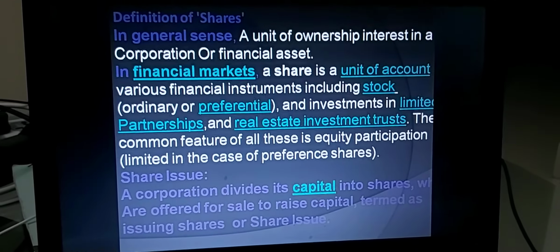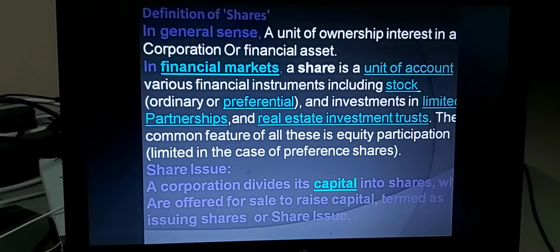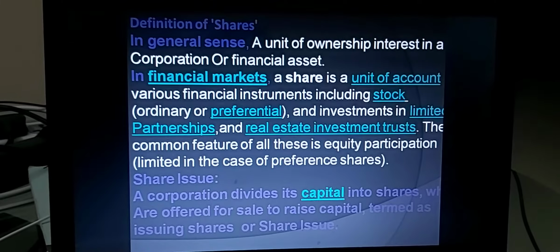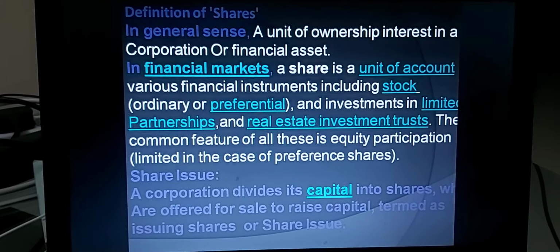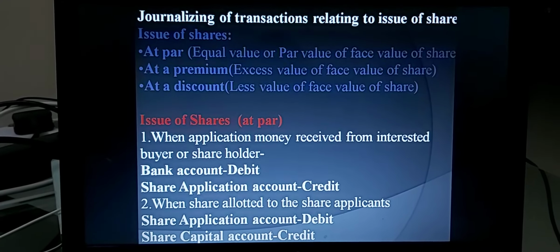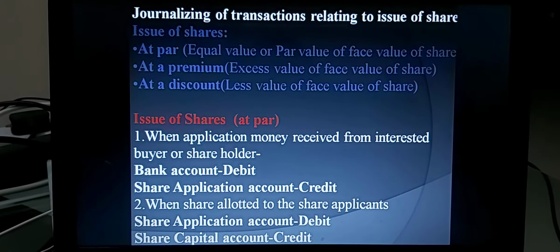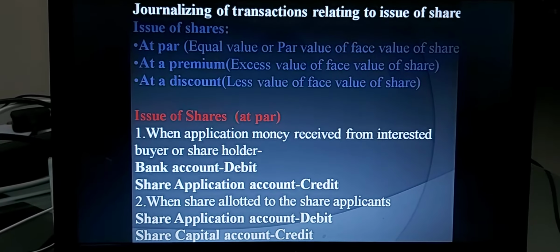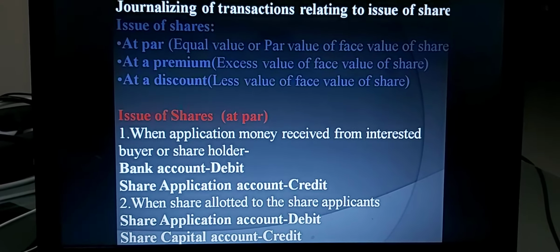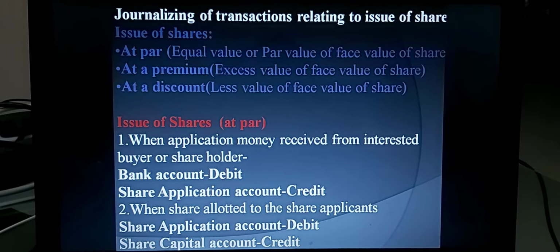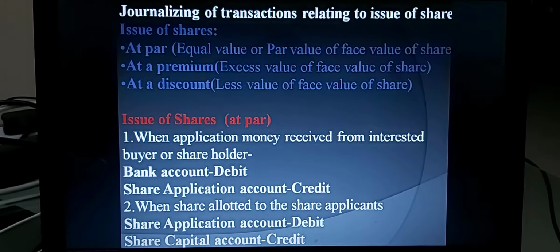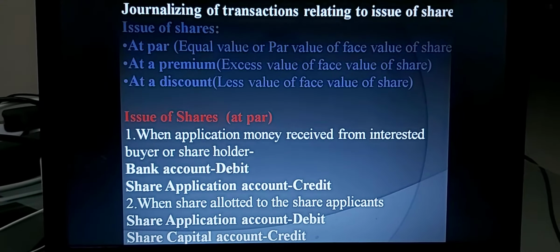Okay, dear boys and girls, all discussions are related to the difference between share, stock, and debenture. Dear students, now we can go to the next slide, for knowing journalizing of transactions relating to issue of shares. There are totally 3 types of issue of shares: at par, that is equal to the par value or face value of the share; second, at a premium, excess value over the face value of the share; third, at a discount, that is less than the face value of the share.